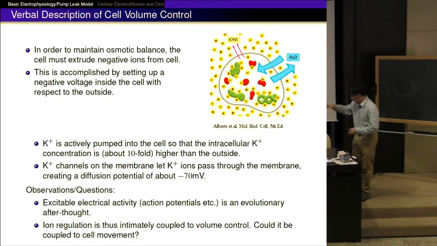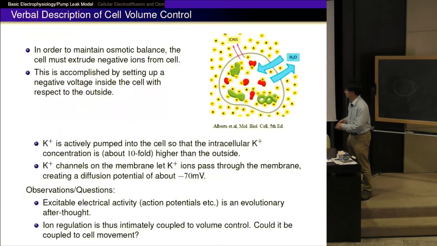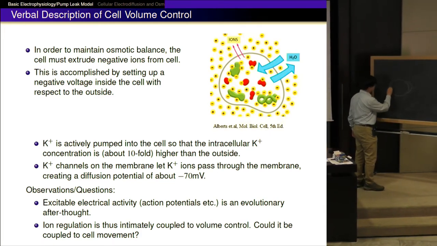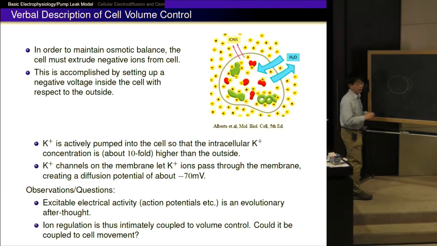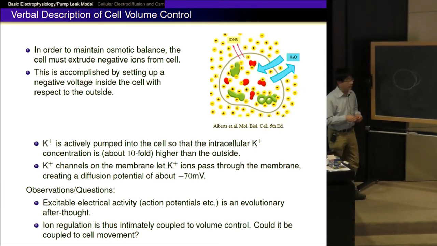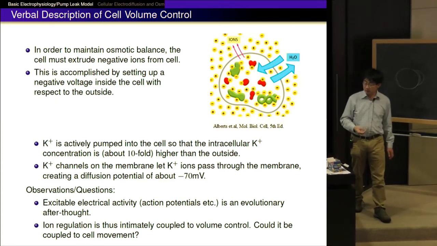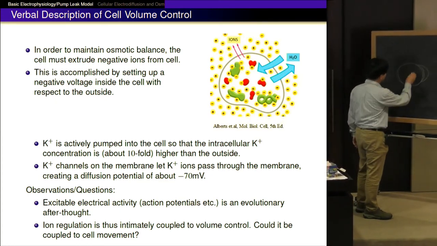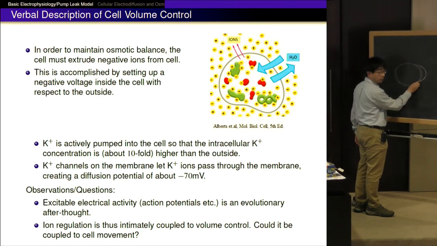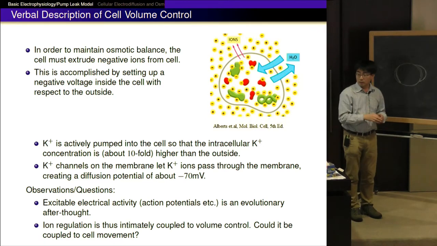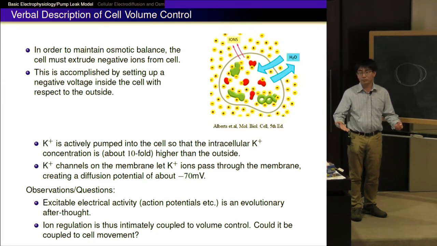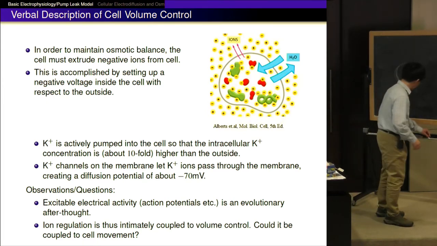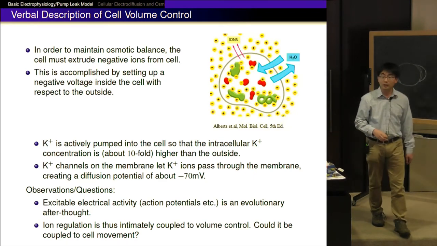Okay. So what I want to point out, which was this last bullet point here, is this. Let's say I have a cell, and again, as we just discussed, cell volume control and ionic regulation are very closely related. You can imagine then that ionic regulation and cell movement might also be related, because if I have a round cell and I increase my volume here and decrease my volume over here, then the center of mass of my cell has moved, right? And so I've moved my cell. Basically, just by getting water in and getting water out on the other side, I can move my cell.